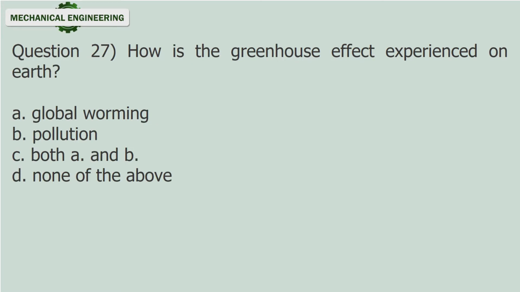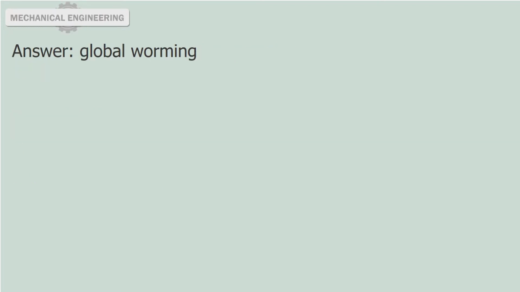Question 27. How is the greenhouse effect experienced on Earth? A. Global warming. B. Pollution. C. Both A and B. D. None of the above. Answer: global warming.